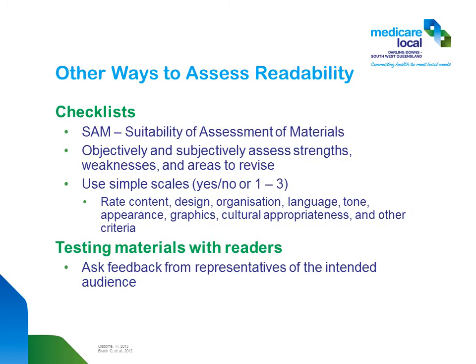There are various other methods of assessing readability, including checklists, such as SAM, which stands for Suitability of Assessment of Materials, or simply objectively and subjectively assessing strengths, weaknesses, and areas to revise, or using simple scales to rate content, design, organisation, language, tone, appearance, graphics, cultural appropriateness, and other criteria. Where possible, a great way to assess materials is with representatives from your target audience. This is an ideal option as it gives you feedback from fresh eyes and allows you to determine how readable your document is from the perspective of your target audience.